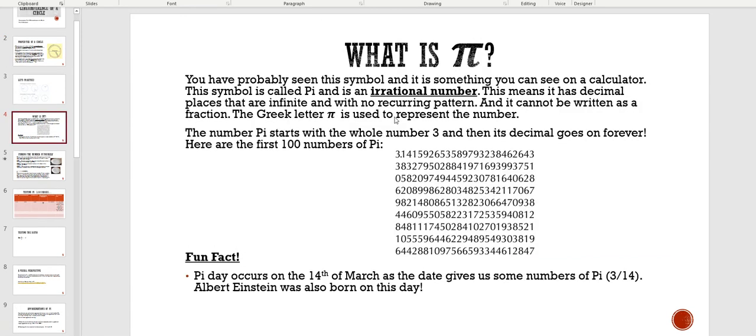We have also looked at what pi is. So pi is an irrational number which goes on forever and has no recurring pattern. And it can't be written as a fraction. We use the Greek letter pi, so the Greek alphabet. We use this symbol that represents this long number. So here is a sample of pi. It always starts with 3 and it goes on forever.